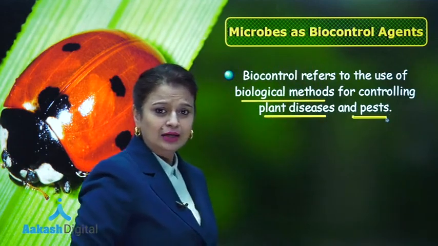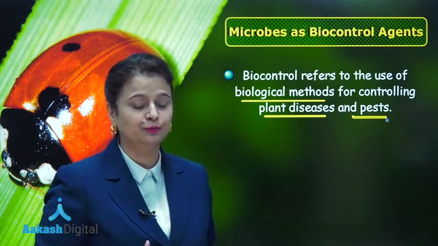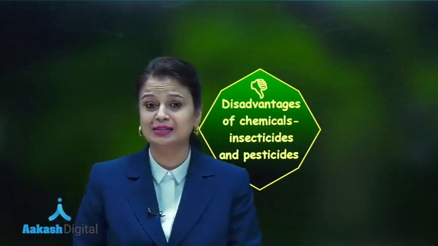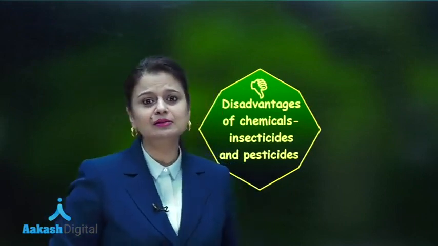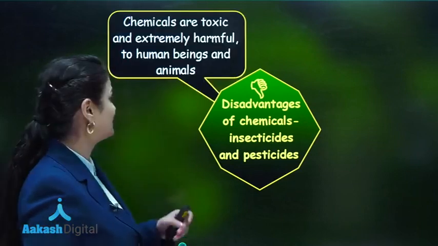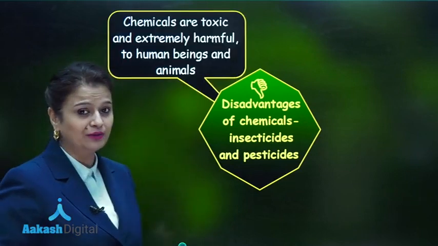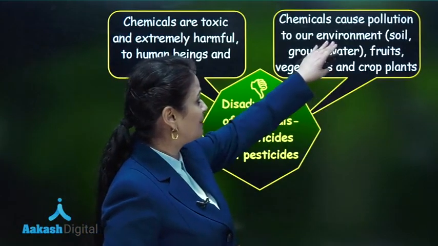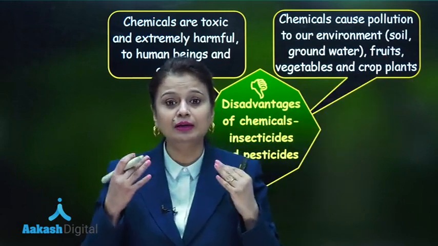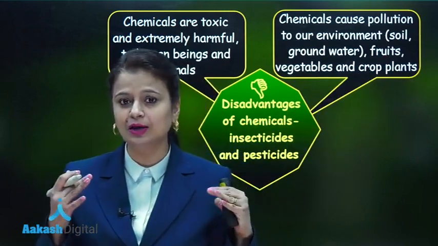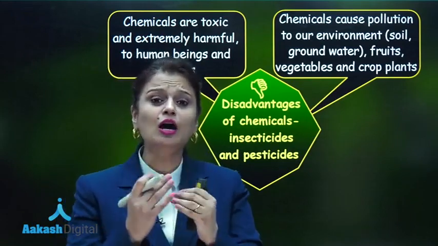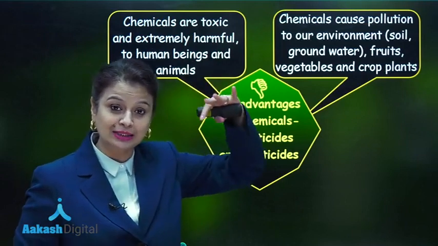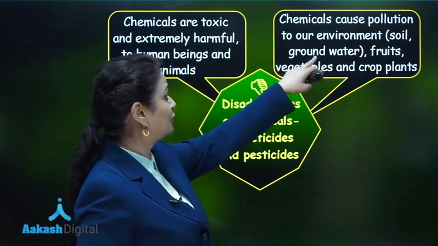Now generally, in the conventional farming system, we use chemicals like insecticide and pesticide for controlling pests and pathogen. But these chemicals are very toxic for humans as well as other animals. Along with that, these chemicals pollute the environment. If we apply these chemicals to the soil, they will kill microorganisms present in the soil, useful microorganisms. Along with that, these chemicals along with water seep down and pollute groundwater.